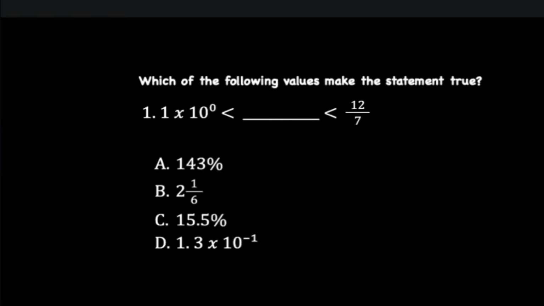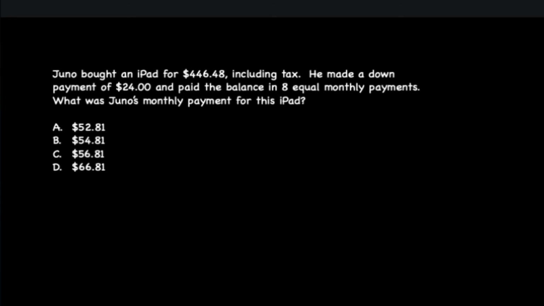Oops, sorry about that. The next one should be this one. Okay, so here we have another word problem. Let me go ahead and read what the question is asking us. It's asking, what was Juno's monthly payment for this iPad? So we know that Juno purchased an iPad and he's making monthly payments. Let's read this problem thoroughly.